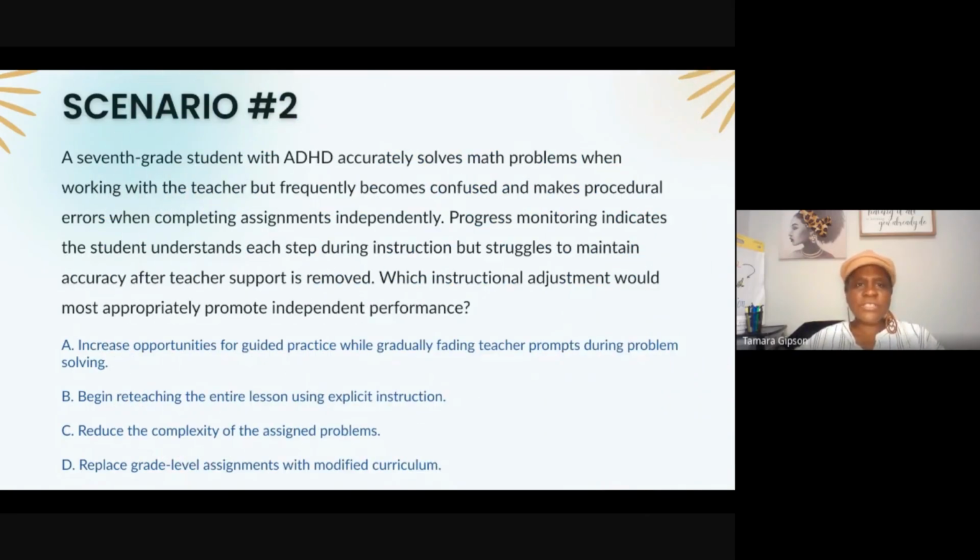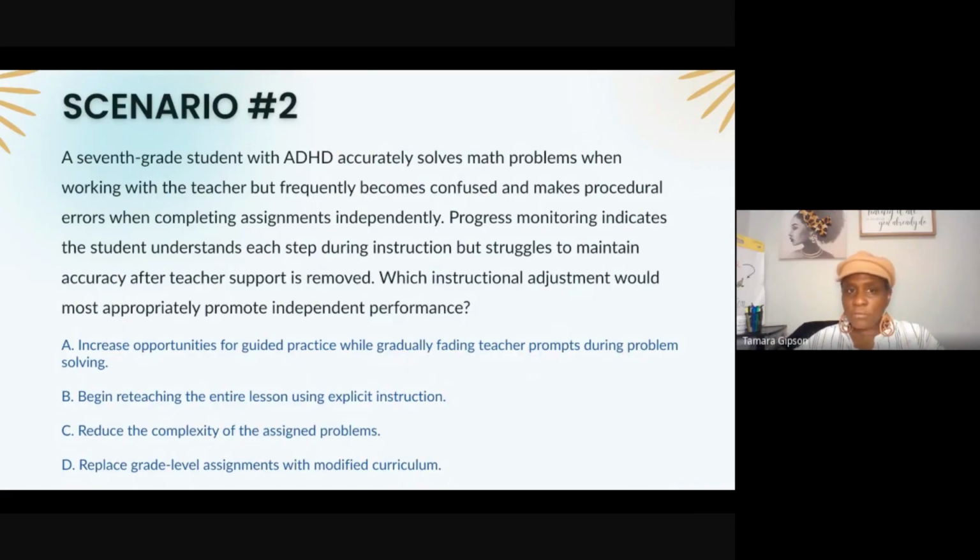In our second question, it says a 7th grade student with ADHD accurately solves math problems when working with the teacher, but frequently becomes confused and makes procedural errors when completing assignments independently. Progress monitoring indicates the student understands each step during instruction, but struggles to maintain accuracy after the teacher's support is removed. So which instructional adjustment would most appropriately promote independent performance?